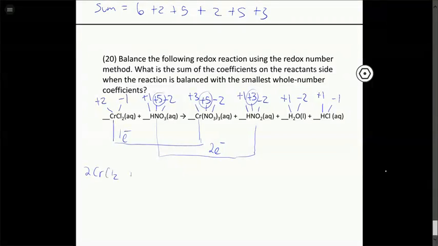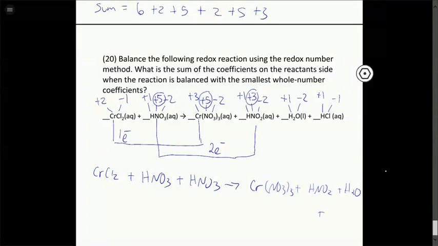So we have 2 chromium chlorides. We have HNO3, HNO3. One part we're going to balance using the number of electrons. The other part we're going to balance at the very end to make sure that everything else balances. And we form chromium nitrate. I shouldn't have done that yet, sorry. HNO2, H2O, and finally HCl.